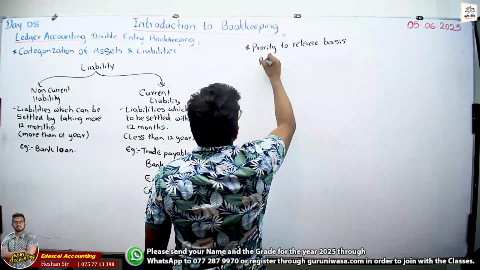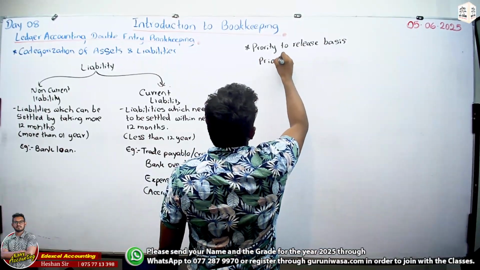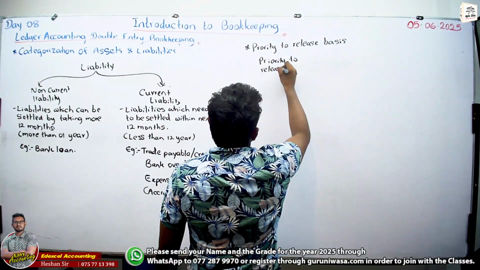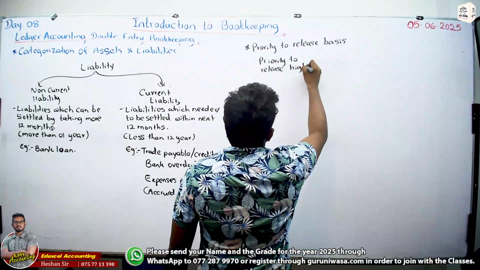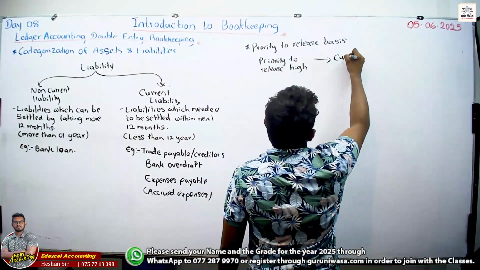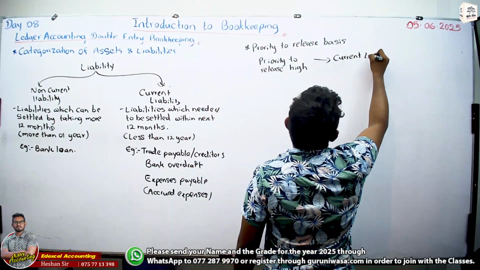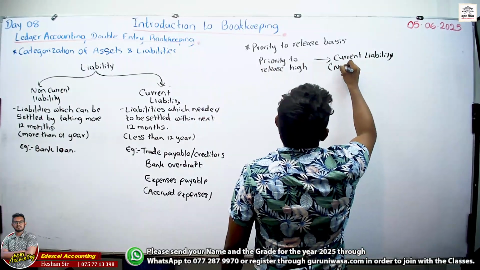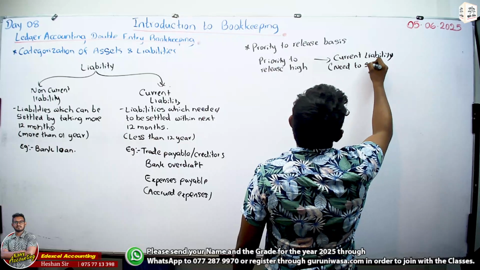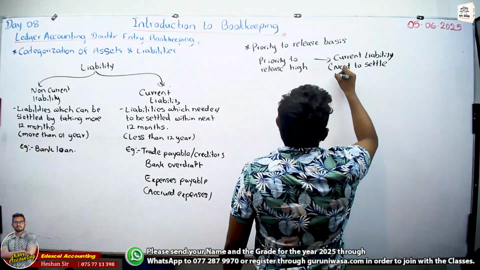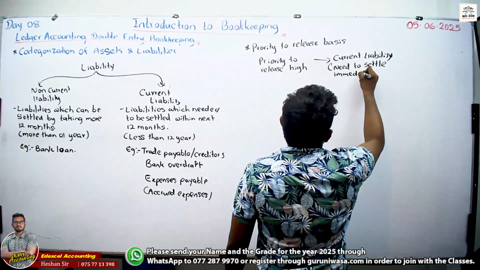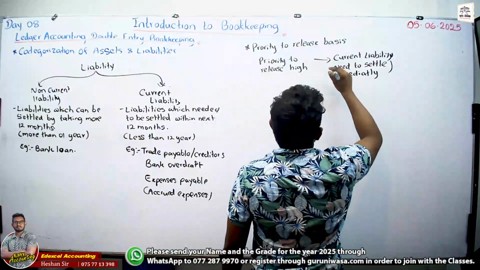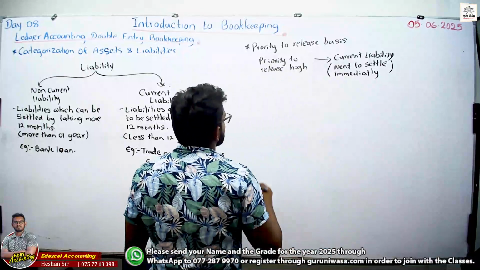If the priority to release is high, it is a current liability, which means we need to settle it immediately. Current liabilities are those we need to settle in less than 12 months, right?